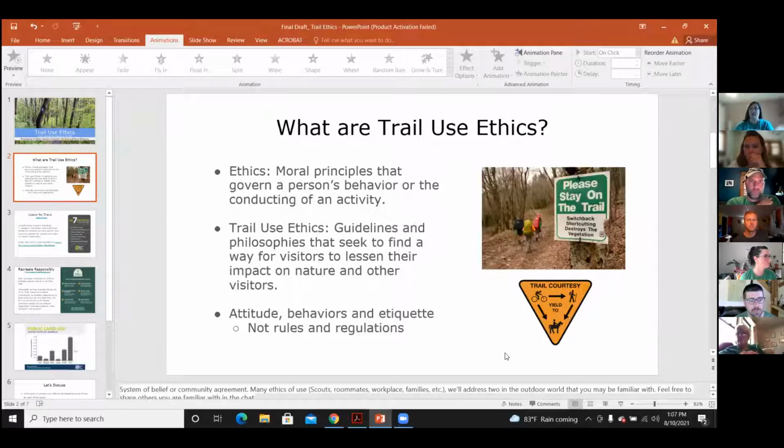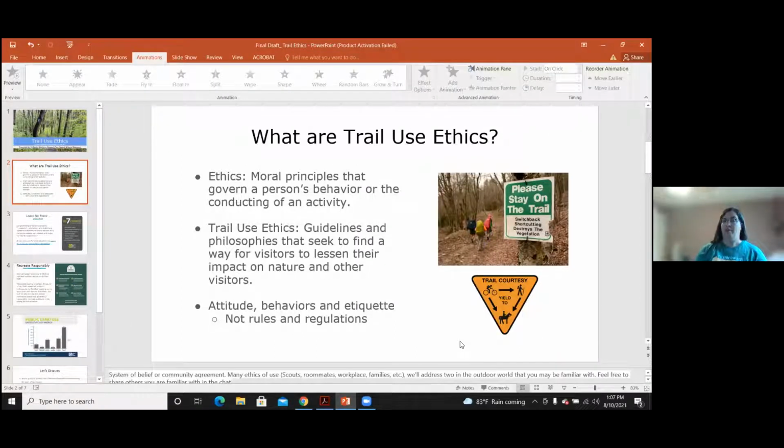So when we talk about trail use ethics, just to take it back to the big picture, when we're talking about ethics, the definition is moral principles that govern a person's behavior or the conducting of an activity. To narrow that in a little bit, when we're talking about trail use ethics, we're talking about guidelines and philosophies related to the outdoors that seek to find a way for visitors to lessen their impact on nature and on other visitors to nature.